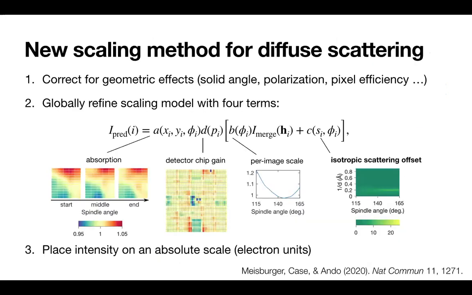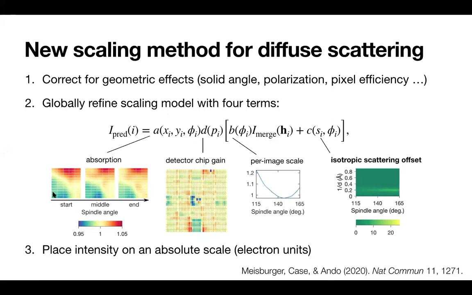Now to merge all these images together, we needed to make a new scaling method, and this is what we came up with. First you have to correct for geometric effects, things like solid angle, polarization, and pixel efficiency on the detector. This is normally what you would do for Bragg data as well. Then the second step is we need to globally refine a scaling model. This is to bring all the individual images onto the same intensity scale so we can merge them together. We found that it was necessary to include a lot of different effects in the scaling model. One of them is an absorption term.